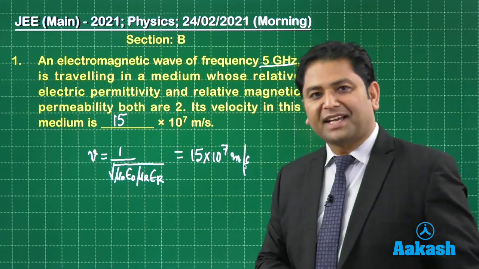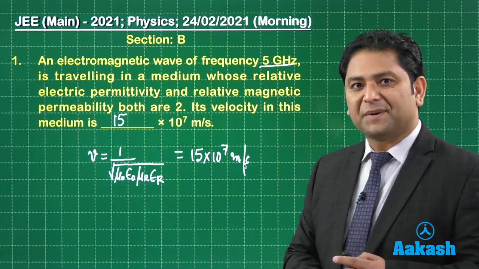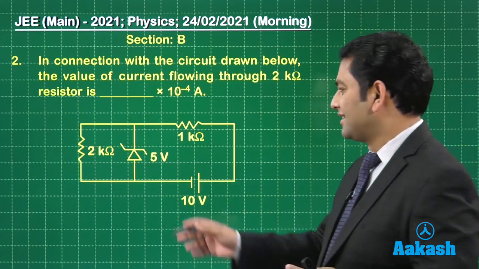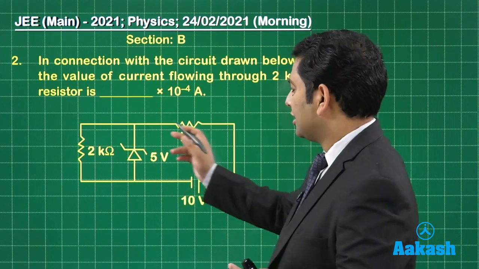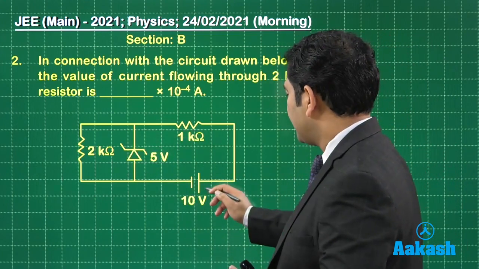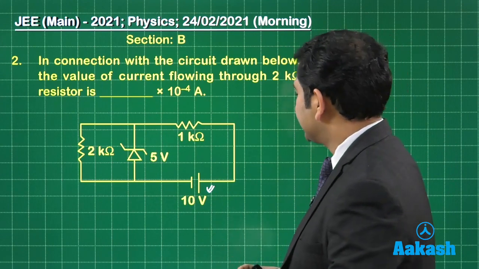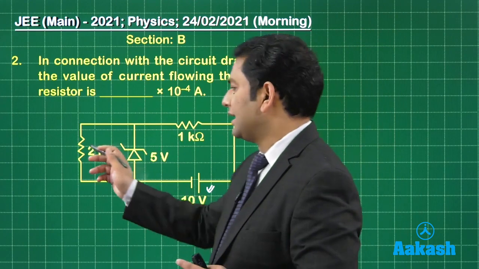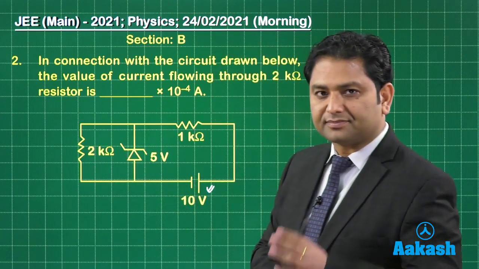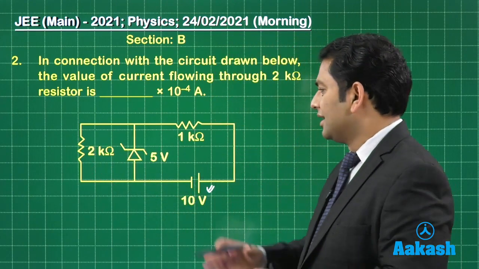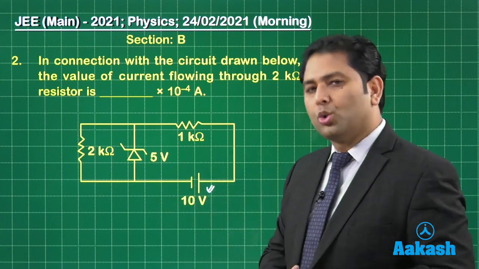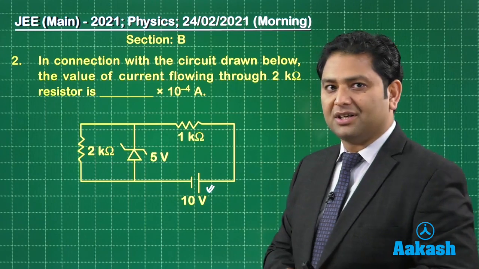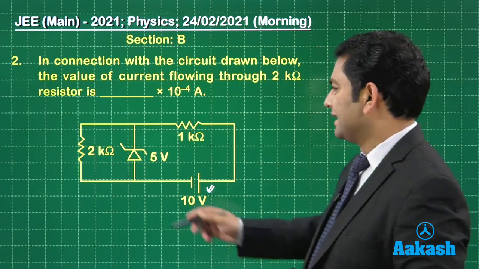Now let's go to the second question of section B. The second question is from semiconductor. You could see there is a Zener diode. There are 2 resistances. The supply voltage is 10 volt. We have to calculate the current flowing through the 2 kilo ohm resistor. Now you need to understand one thing. First of all, we need to decide whether the Zener has reached its breakdown or not. For that, there is a very simple technique.